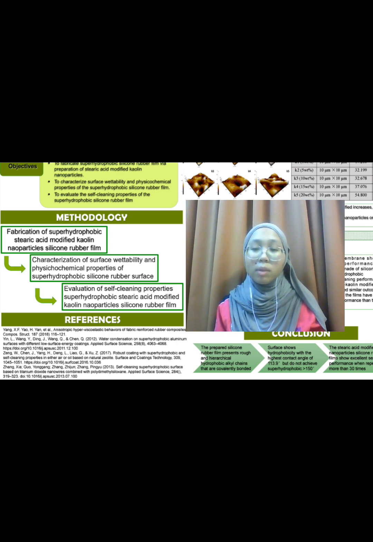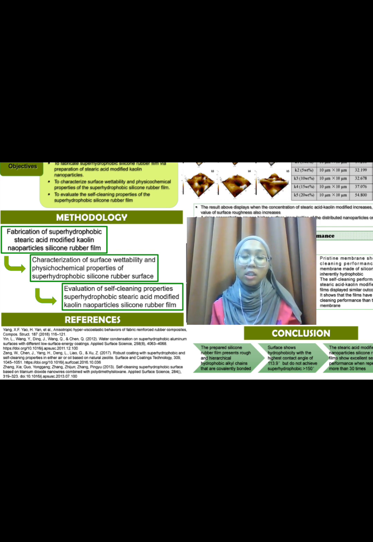Secondly, the method involved is the characterization of surface wettability and physical-chemical properties of the superhydrophobic silicone rubber surface. The surface wettability of the sample was evaluated via contact angle by using the sessile drop method. Using deionized water, the contact angle was measured with a contact angle device. A droplet was dropped on 3 random points on the sample surface. The average of the random points was calculated to obtain the contact angle value of each sample.